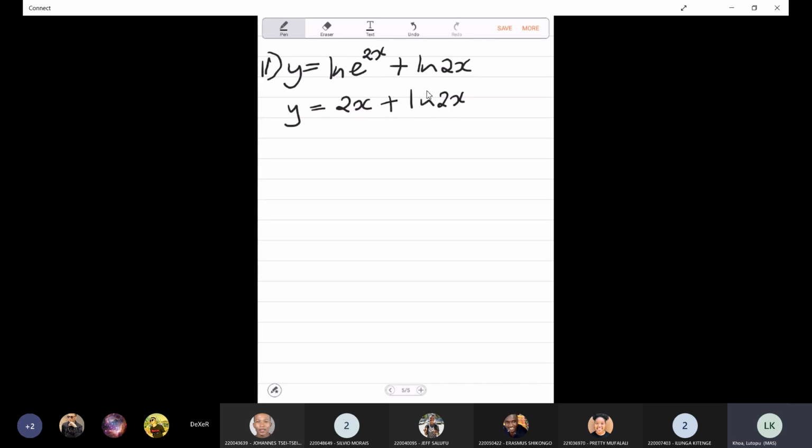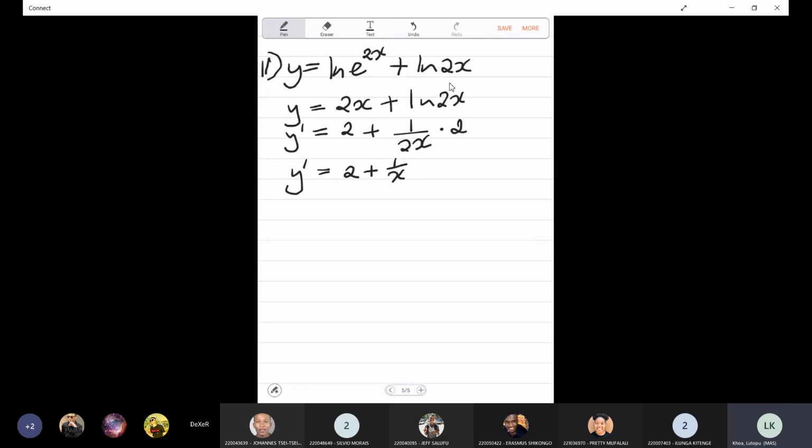And then now you differentiate. So we have y prime. This is 2 plus 1 over 2x. And then you multiply by the derivative of 2x, which is 2. So here we should have y prime. This is 2 plus 1 over x.